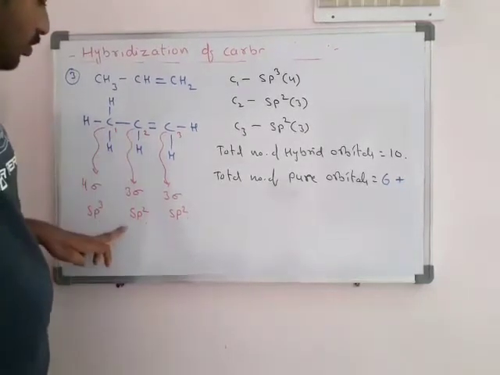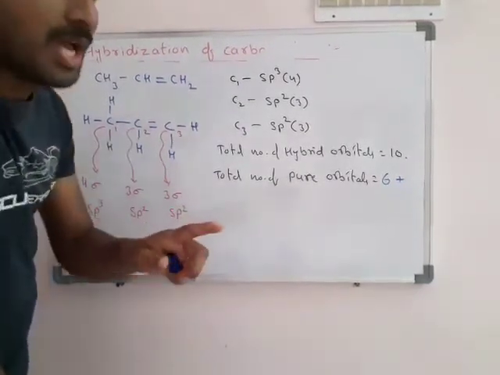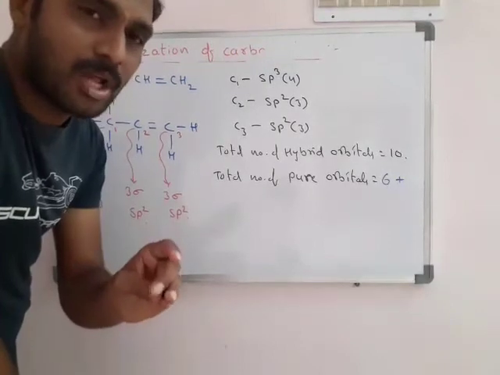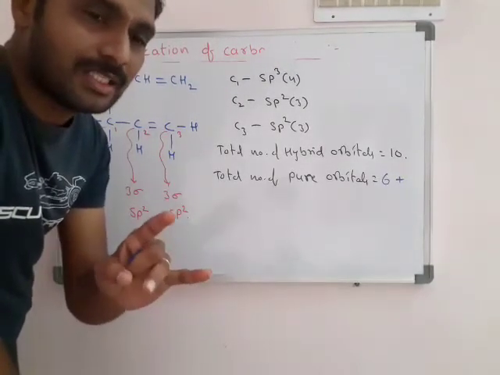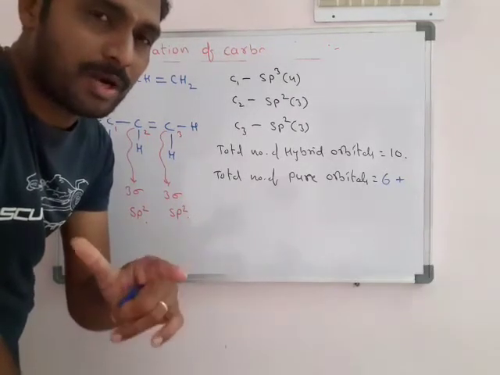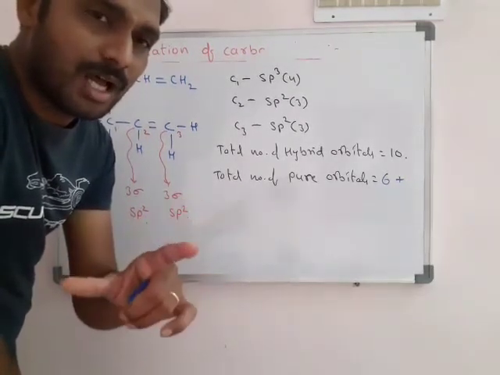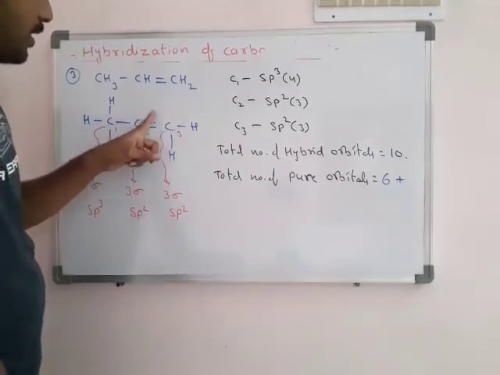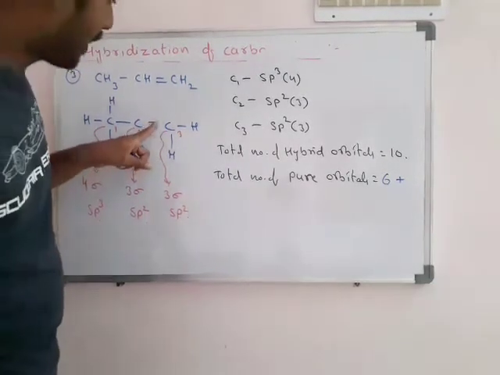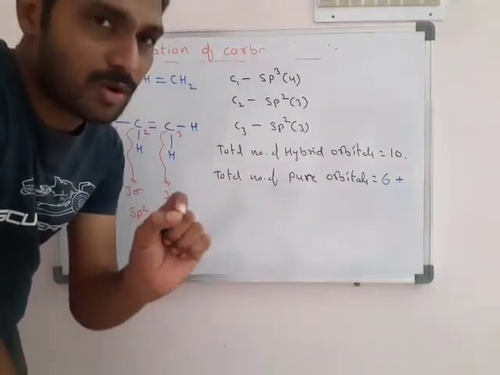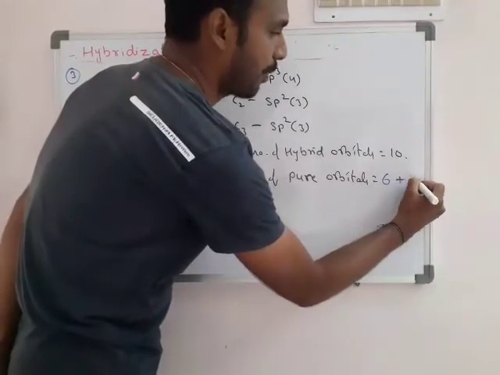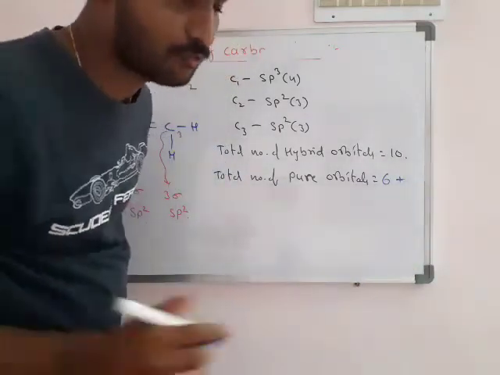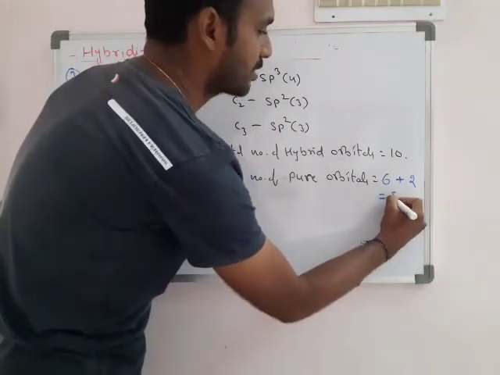Here, the carbons formed hybrid orbitals, and hybrid orbitals only involve in sigma bond formation. Hybrid orbitals can form only sigma bonds. They do not involve in pi bond formation. Pi bond formation is due to the pure orbitals, so it can be px, py or pz, whose p lobes overlap sideways. One pi bond forms when two pure orbitals overlap. So one pi bond means two pure orbitals involved, and the total is 8.